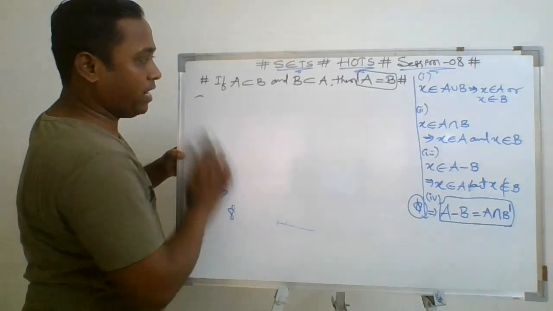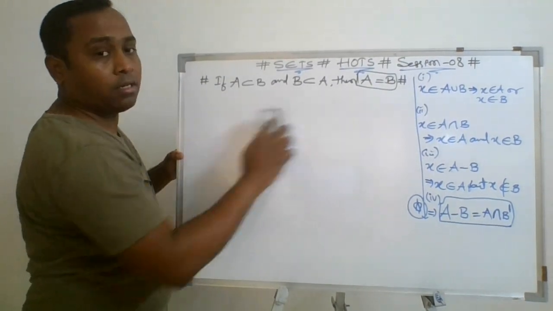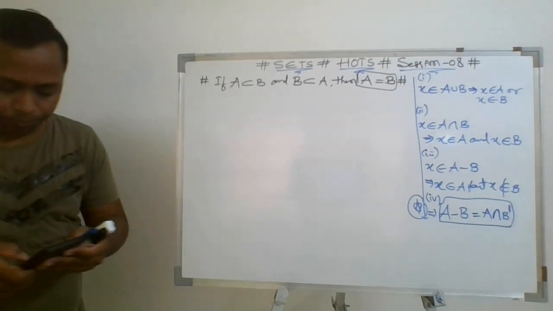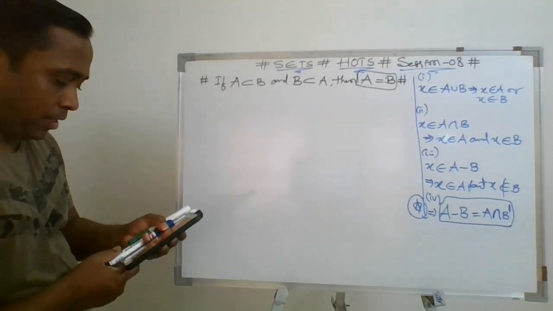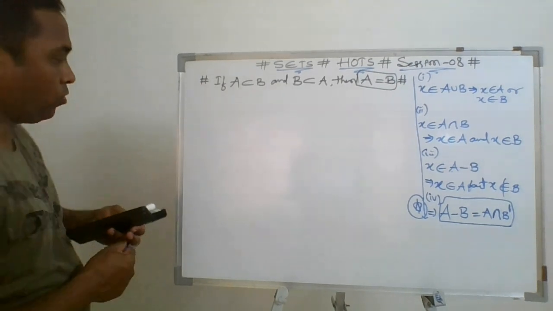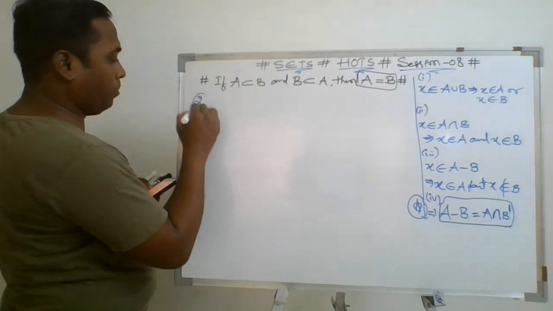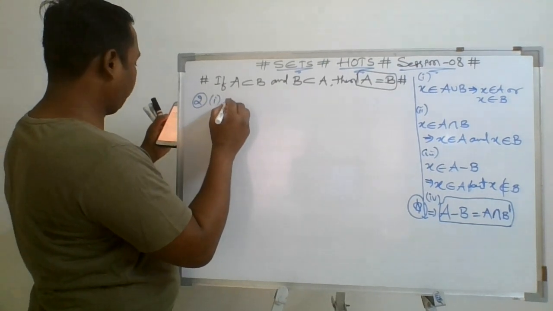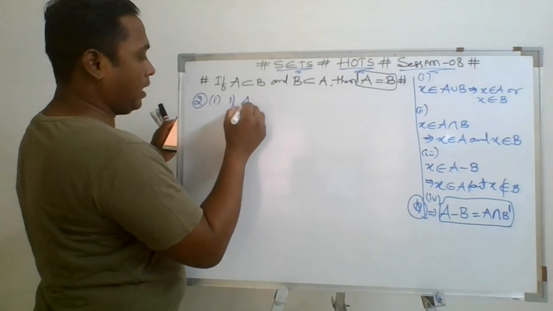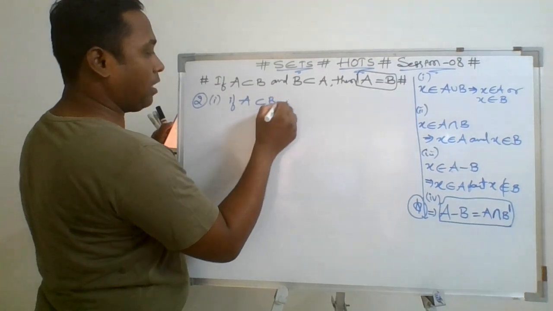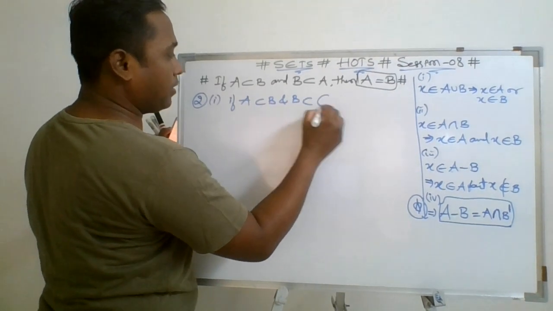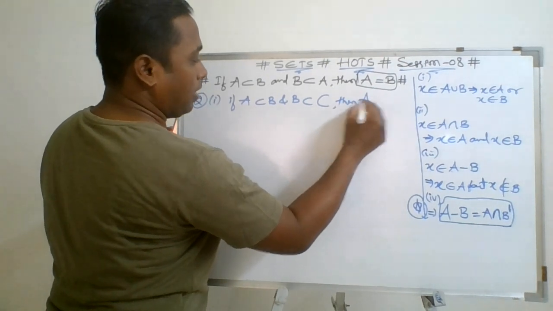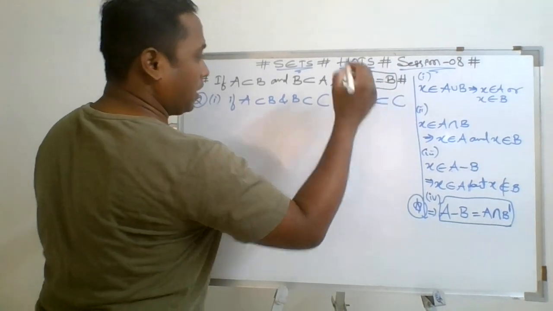I am keeping this main result as it is. I am taking the next question. Right, question number 2 from the worksheet itself. Question number 2, the first part: show that if A subset B and B subset C, then A is a subset of C.